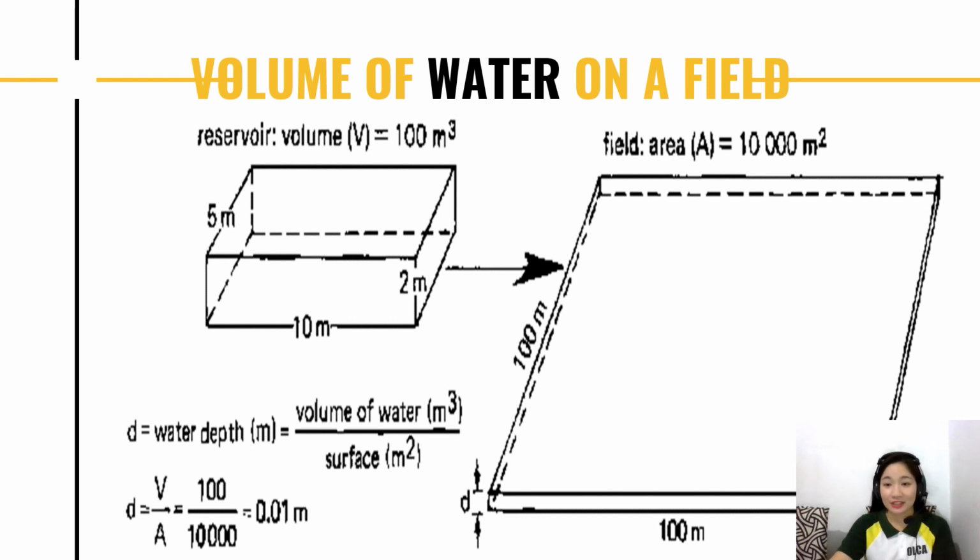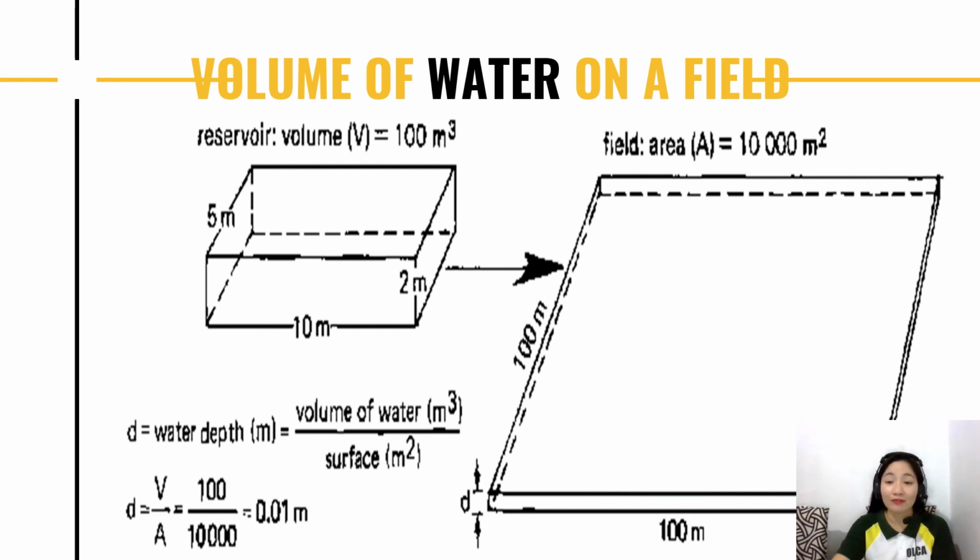Here's an illustration of our problem. Water depth, in meters, equals volume of water in cubic meters over the surface area in meters squared. So the depth of water equals volume over the surface area. We have here 100 cubic meters. Why, class? Very good. 5 times 10, 50, times 2, gives you 100 cubic meters.